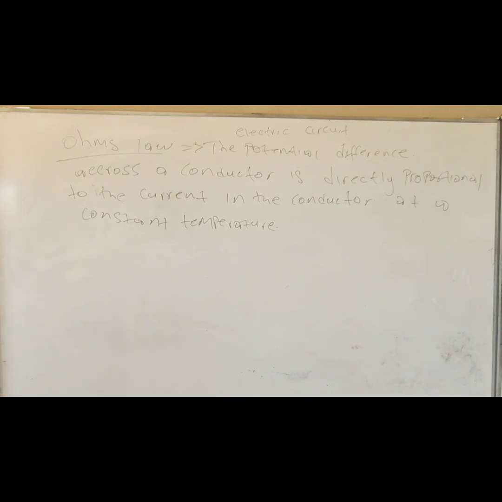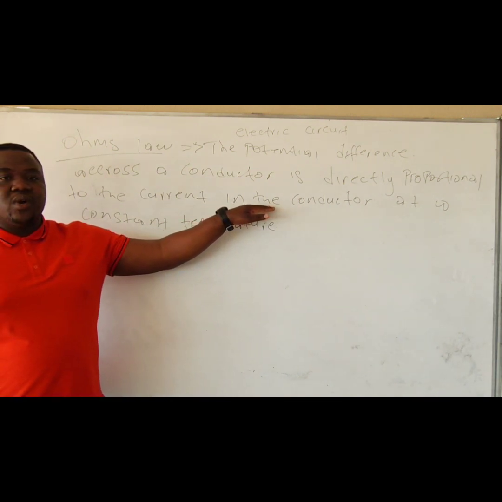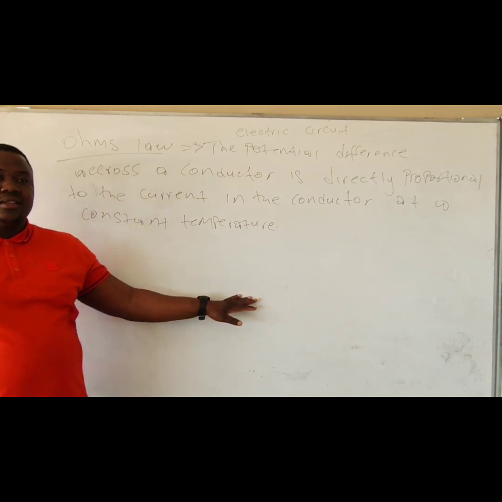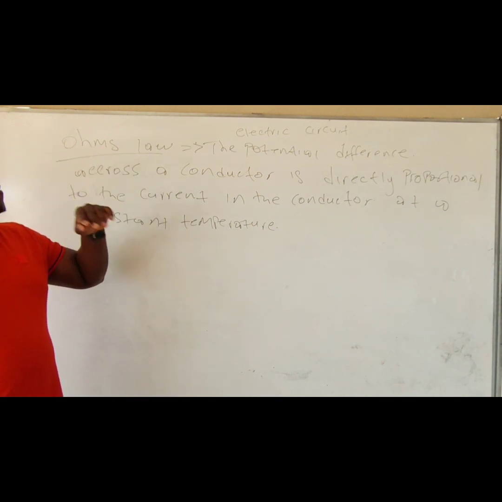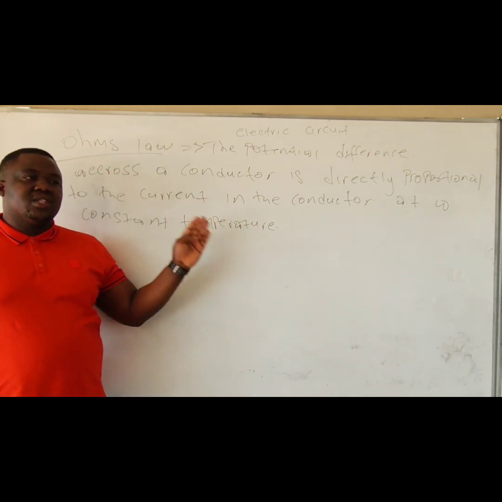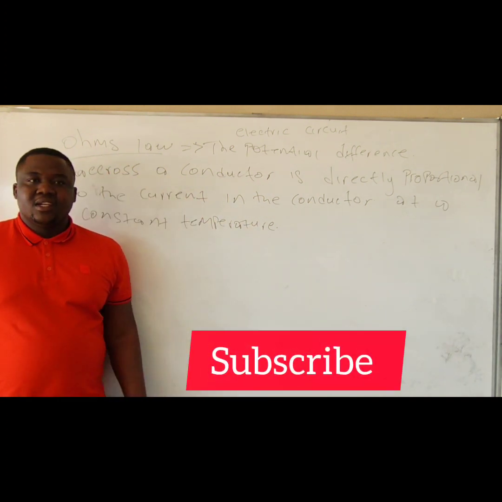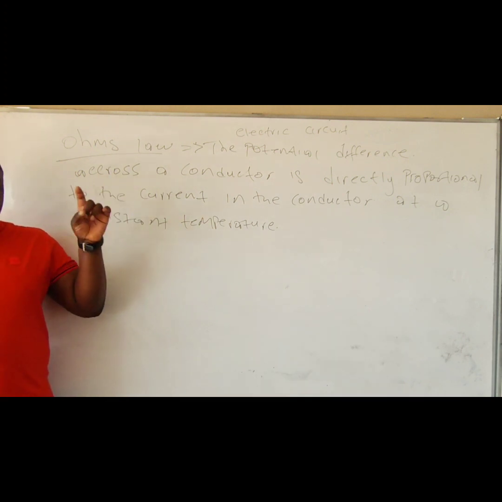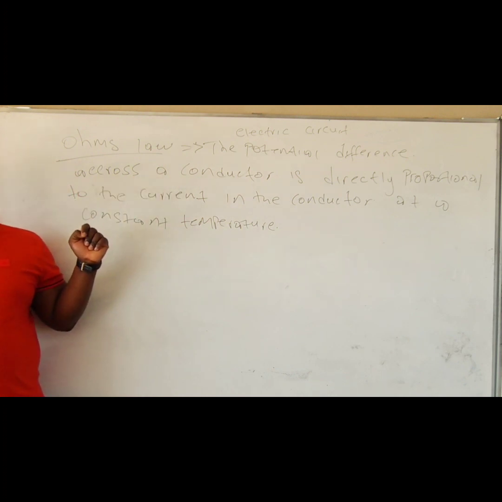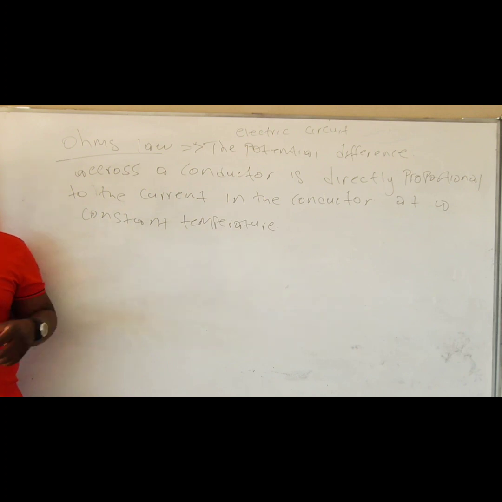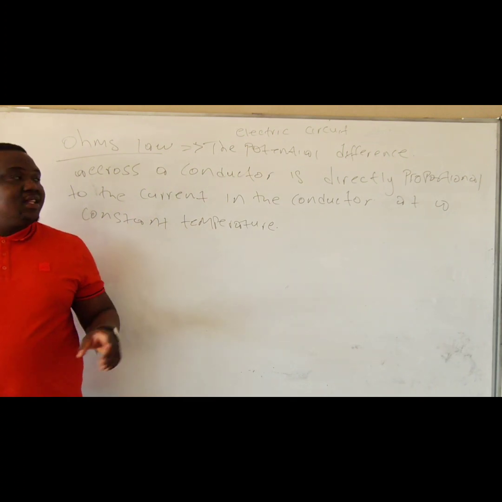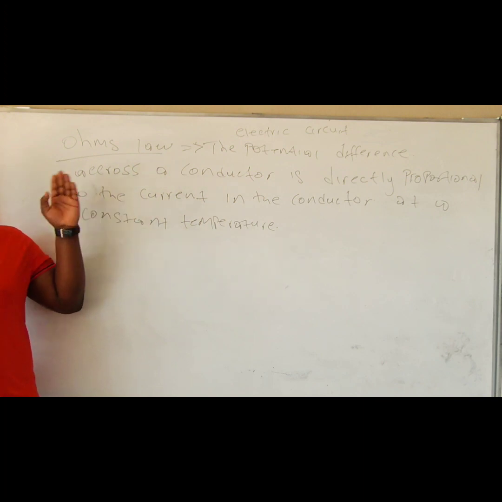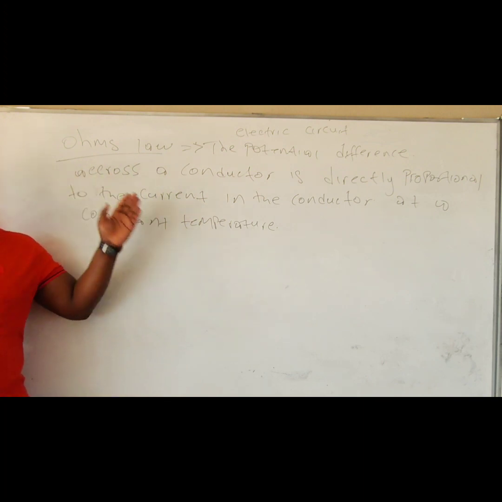So, when you are requested to state Ohm's law, you must not omit even a single word to get full marks. Ohm's law states that potential difference across a conductor is directly proportional to the current in the conductor at a constant temperature. And it is easy, it's not difficult, right? You can even know it by just reading it only one time, and suddenly you know everything. We're good, right? The potential difference across a conductor is directly proportional to the current in the conductor at a constant temperature.